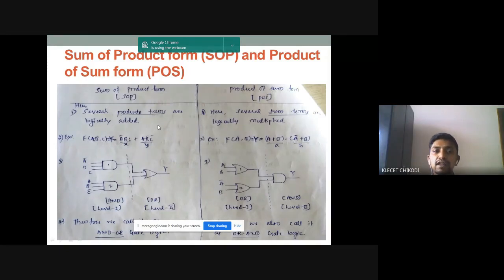You can see the example f of ABC, that is y is equal to A bar BC plus A B bar C. What are these individual terms called? Those are product terms. I have written X and Y here for your convenience. This is an X term, this is a Y term. This X term is one product term, and this Y is one more product term.